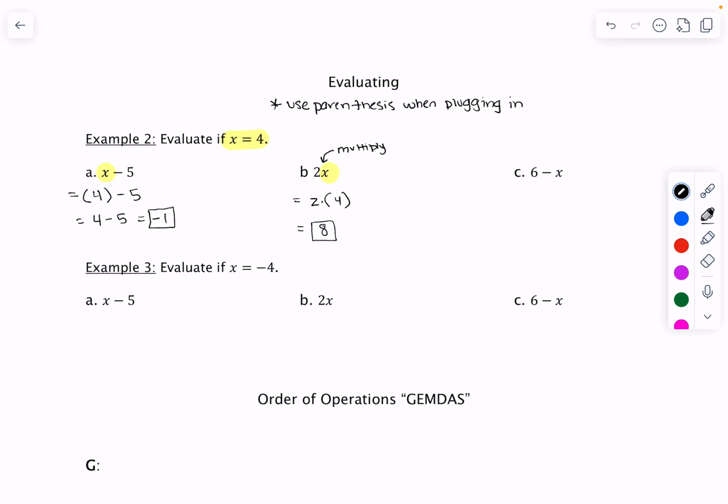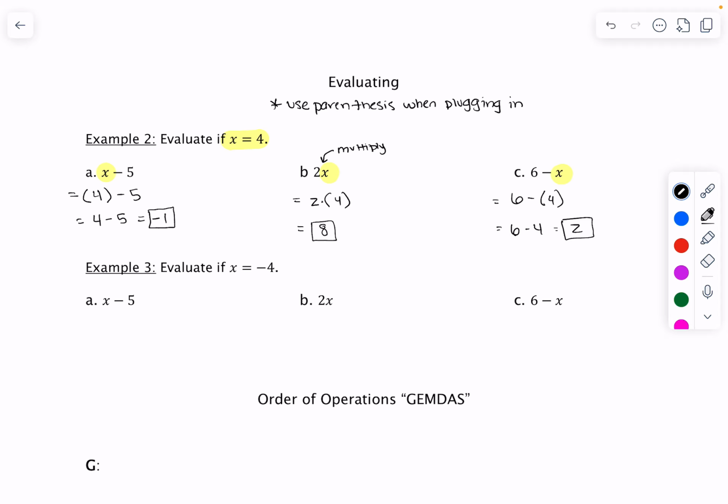Okay. 6, the next example, 6 minus x, I am plugging it in for the x here. So I'm going to have 6 minus parentheses 4, which is just the same thing as 6 minus 4, which is 2. Okay, so simple plugging and chugging, getting a value after we plug in something for a variable.